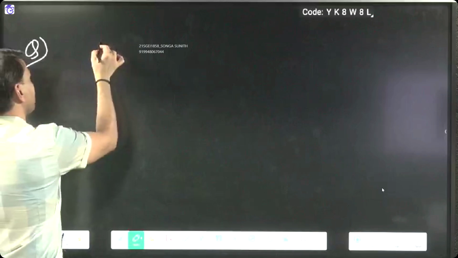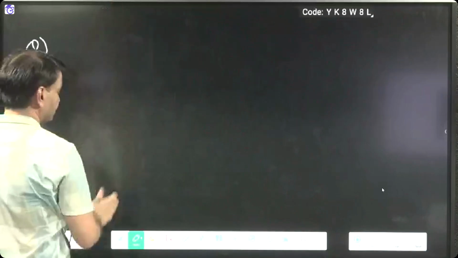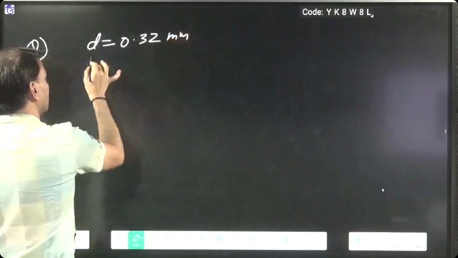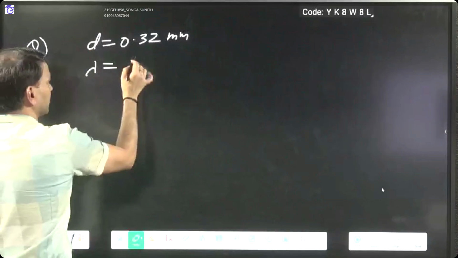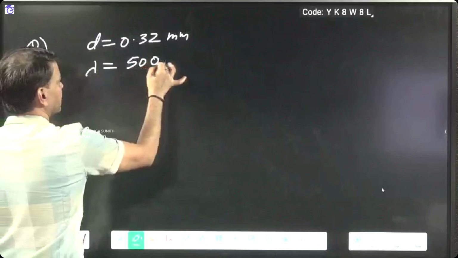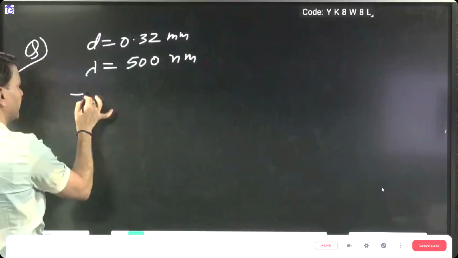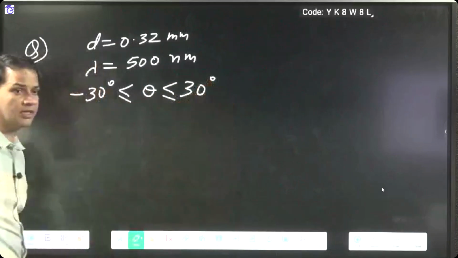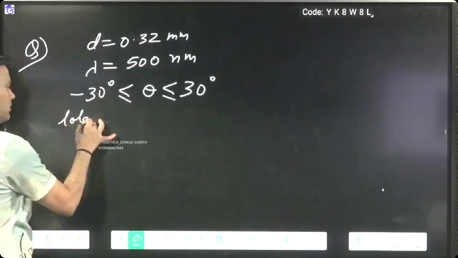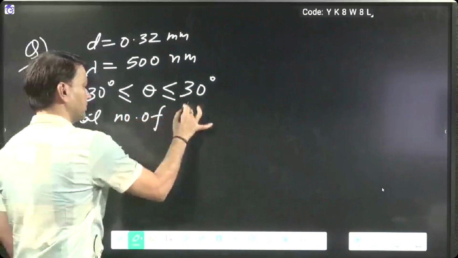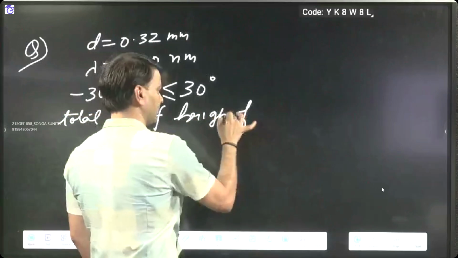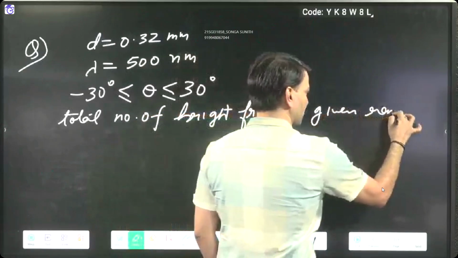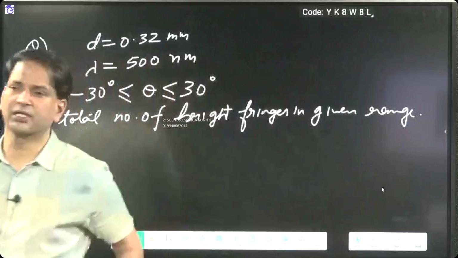Next, if small d is 0.32 millimeter, lambda I'm using 500 nanometer, then minus 30 degree is less than or equal to theta less than or equal to 30. I'm asking the total number of bright fringes in the given range. This is a new problem.